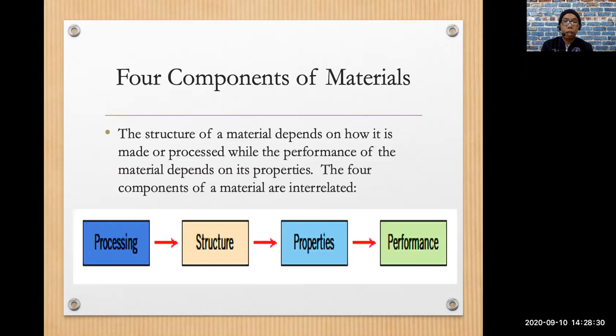Okay, so these are the four components of materials. The structure of a material depends on how it is made or processed. Well, the performance of the material depends on its properties. So the four components are interrelated: the processing of the material, its structure, its properties, and the performance of the material.